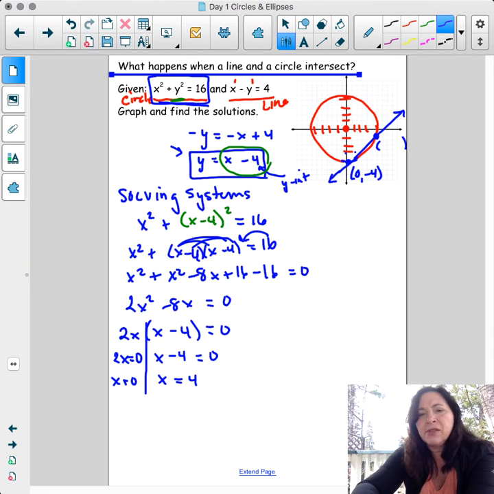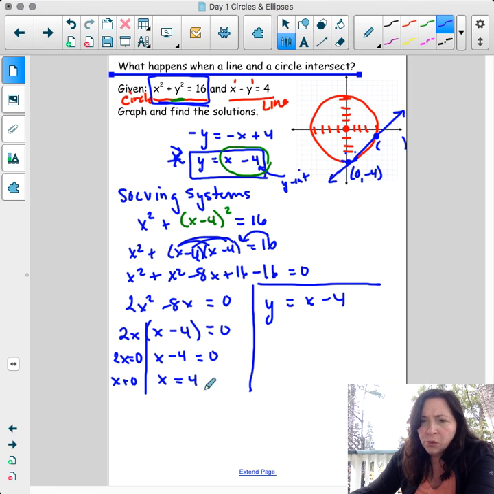Now, when I'm plugging those values in, what I need to do is plug those back into my equation. I'm going to plug them back into my line. So I get y is equal to x minus 4. I'm plugging that back in right there. So not only am I going to plug in 0, but I'm also going to plug in 4. So basically what it looks like is this. When I plug in 0 to x, which is this one right here, I'm going to get something. And then when I plug in 4 to x, I'm going to get something else.